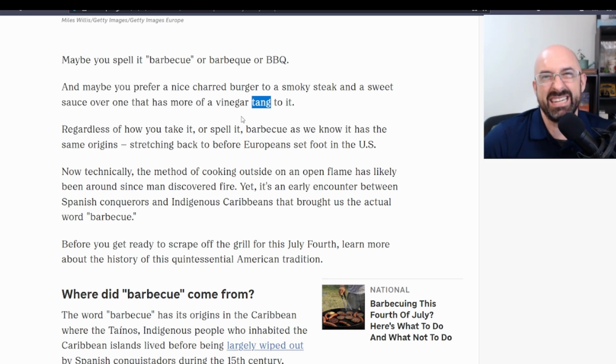Citrus often has a tang. Lemon might have a tang to it. Grapefruit has a tang to it. It's got a little bit of sourness to it. Vinegar obviously has a lot of acid, so it's got some tang to it. Overall, this is just describing the types of food that you might find at a barbecue and what you might prefer that food to have.